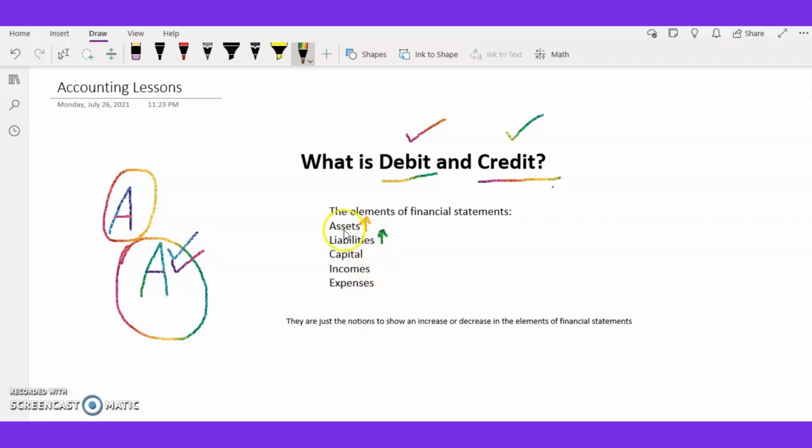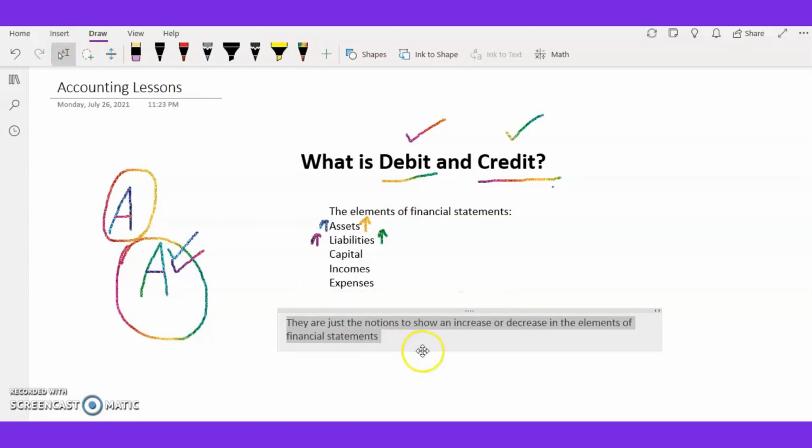This is not the definition that the increase in asset is debit and the increase in liability is credit. Well, this is not the definition. The definition of what is debit and credit is that they are just the notions to show an increase or decrease in the elements of financial statements while they contain no meaning in themselves. I hope you got it right.